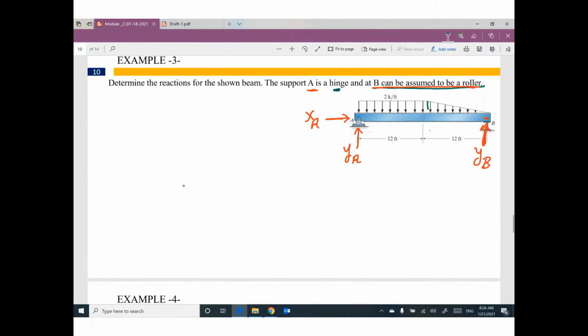For this rectangle, we have an equivalent here. How much for this equivalent? 2 times 12 equals 24 kip. This distance will be 6 feet, and this distance will be 6 feet. That makes sense, because we have uniform distributed load.